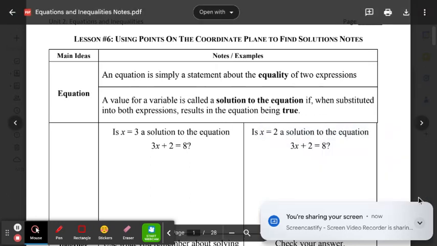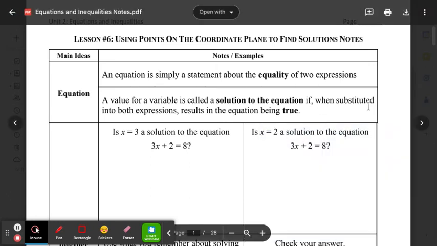So today we're working on lesson number 6. We are just starting our unit on solving equations and inequalities. So before we get started on that part, we have to review what an equation is and what a solution actually means. So down here, we have first equation.